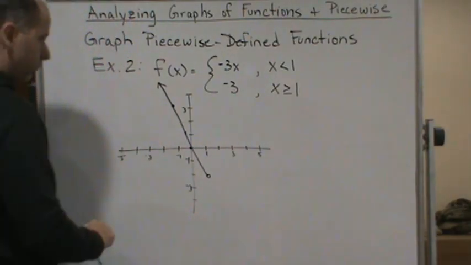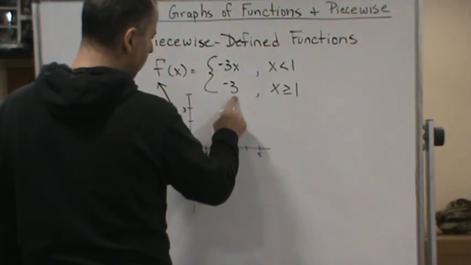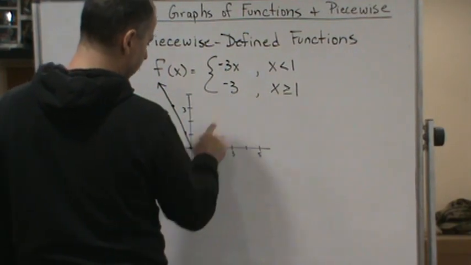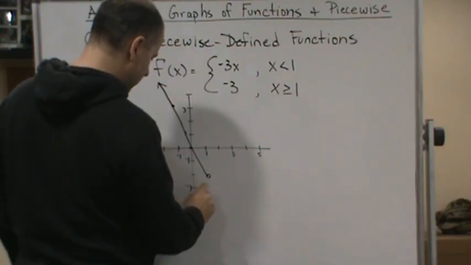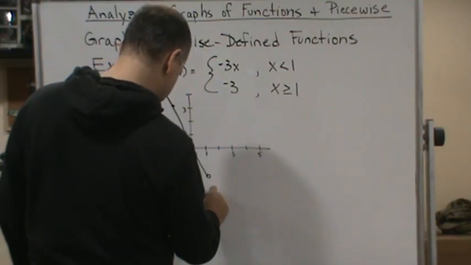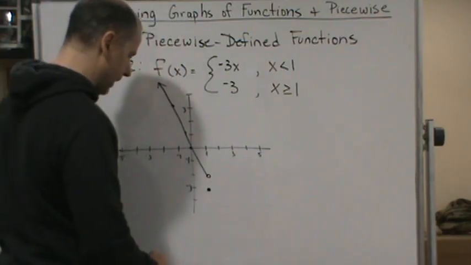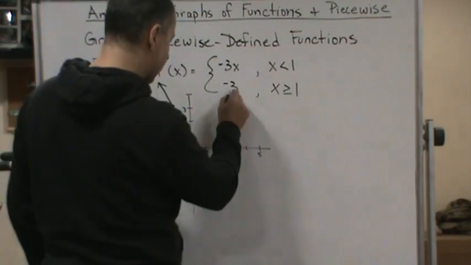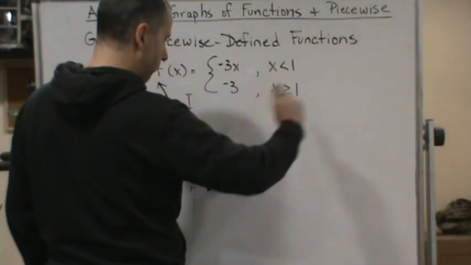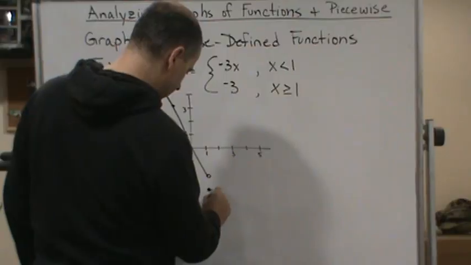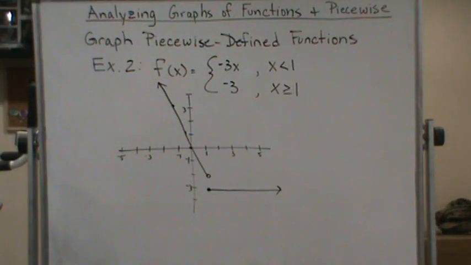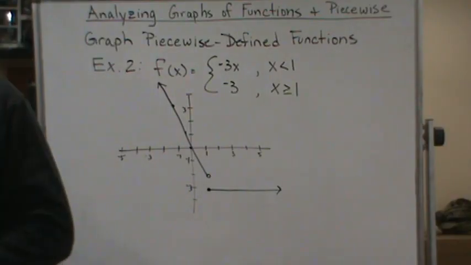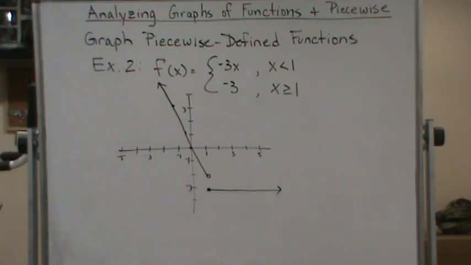Now, what happens at 1? Well, now it changes to this rule, which is negative 3. So at 1, it's going to be negative 3, which is right here, which we're going to fill in the circle. It's just going to be a dot, so a filled in circle. And now it's a constant function, so from everything greater than or equal to 1, it's going to be a horizontal line. And so that is the graph of this piecewise function.